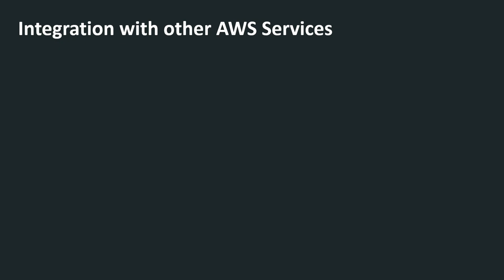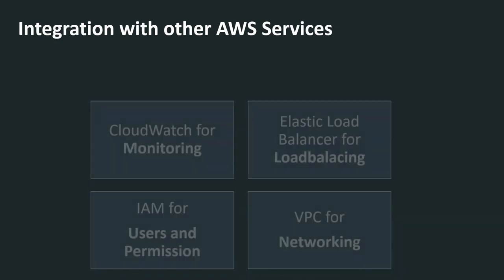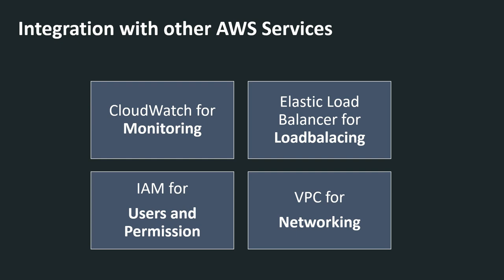So EC2, Fargate and ECS, all these services are obviously fully integrated with the whole AWS ecosystem. So this could be CloudWatch for monitoring, Elastic Load Balancer for load balancing, IAM for permissions and users, VPC for networking, and so on. Now, this is how you can let AWS manage your containerized application using ECS.